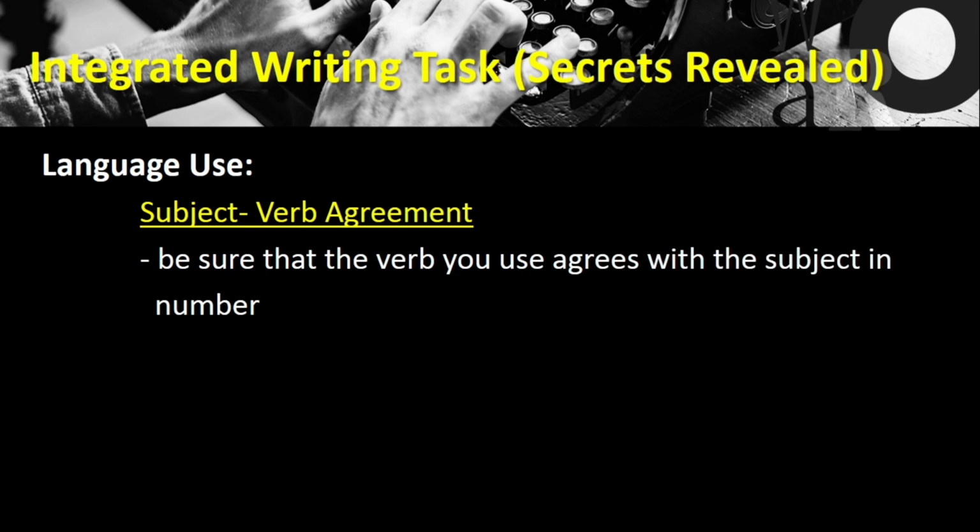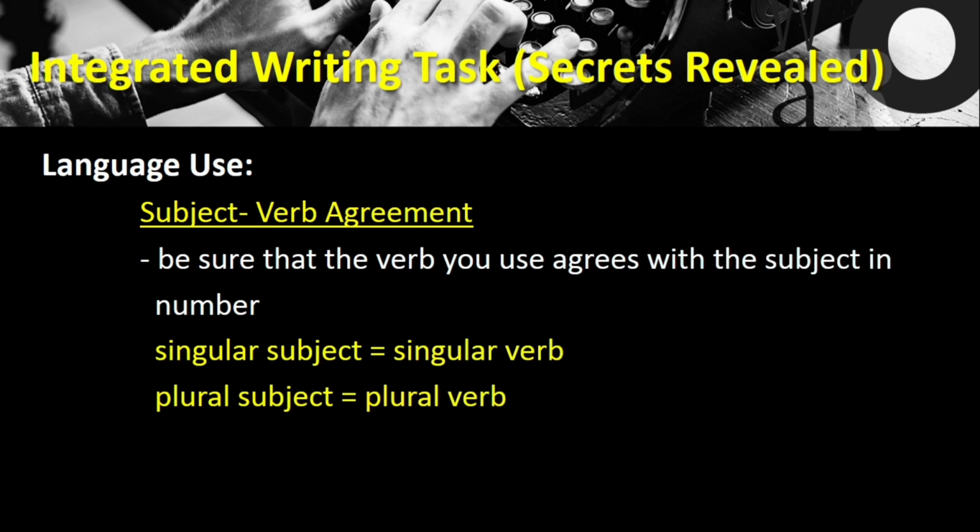Starting off with subject-verb agreement. Always be sure that the verb agrees with the subject in terms of number. If the subject is singular, then the verb has to be singular too. If the subject is plural, then the verb has to also be in its plural form.